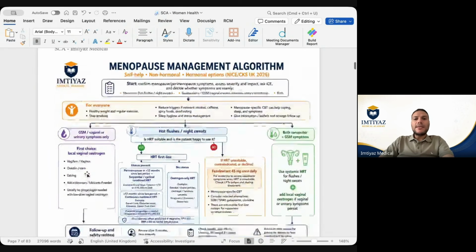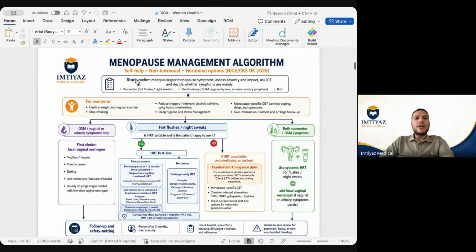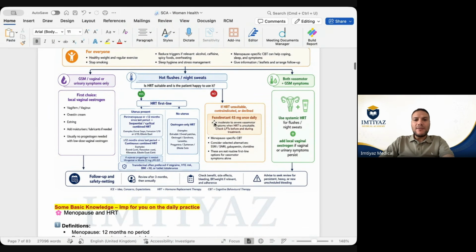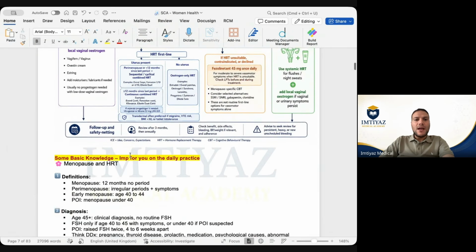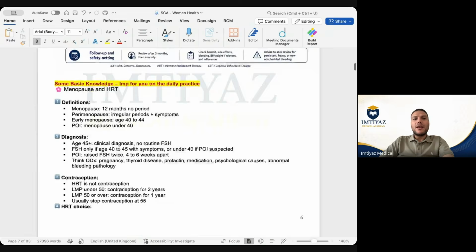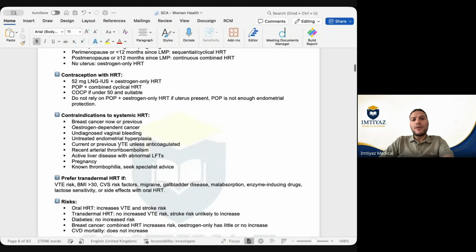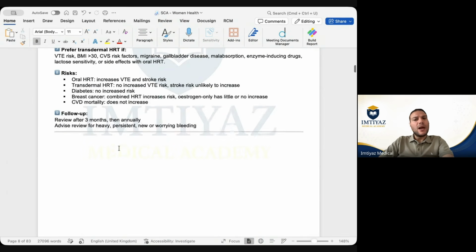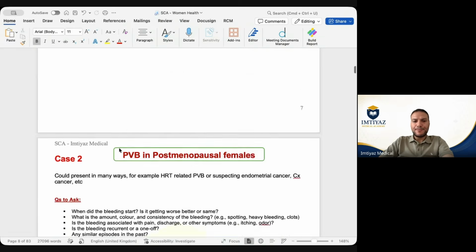Then here is the algorithm about HRT, the same as I mentioned. Everything here will be mentioned to you, and here again the visual aid as well, and some basic knowledge for your daily practice. If you want, you can read more information about contraindications, risks, and so on, well written, to the point. I highly recommend you try to go through that.